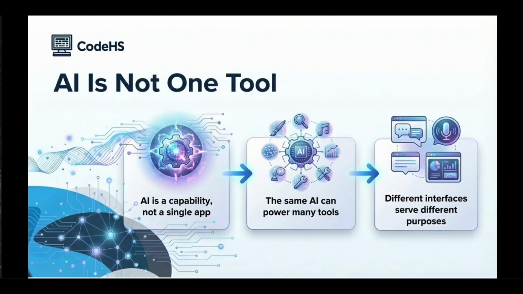AI itself isn't a single app or website. It's a capability that can be embedded into many different tools. The same underlying AI technology might power a chatbot, an image generator, or a search tool, but the way we interact with it changes what it's good at.